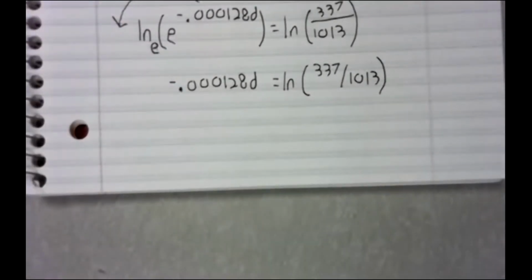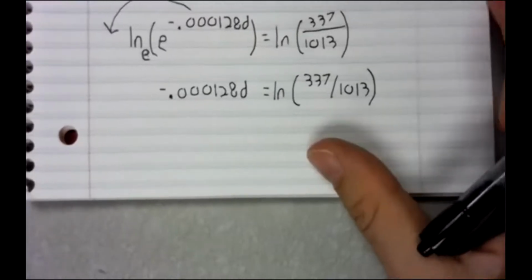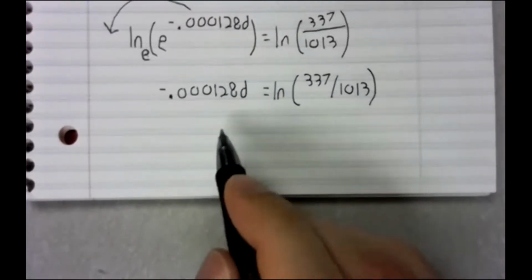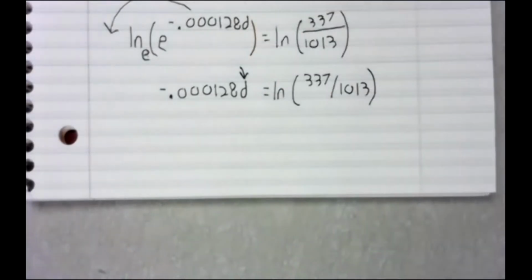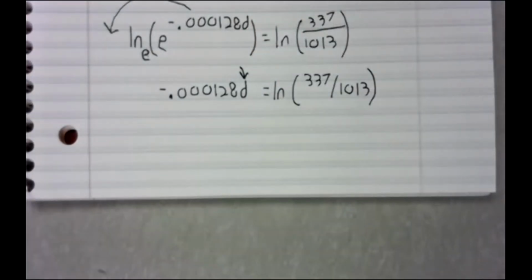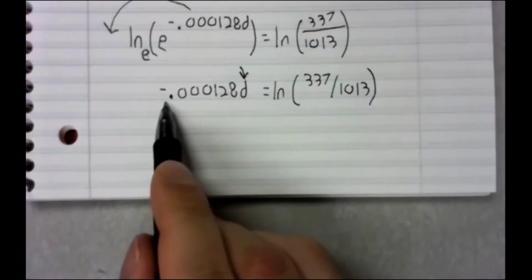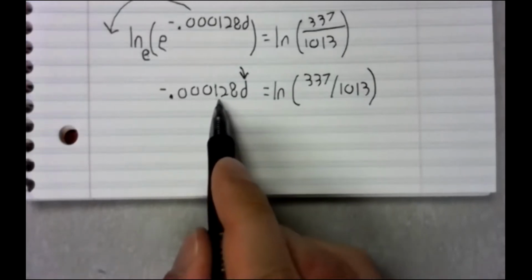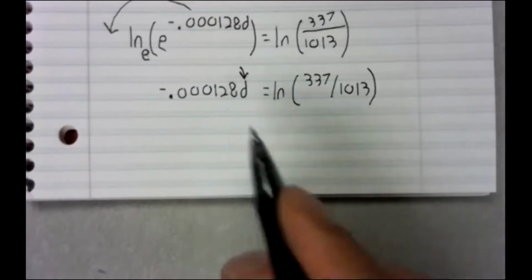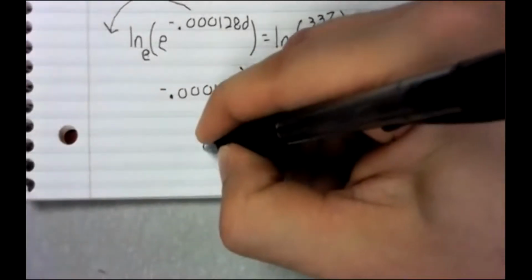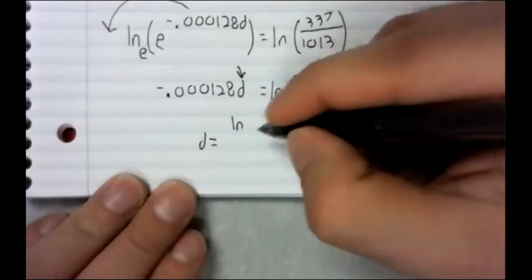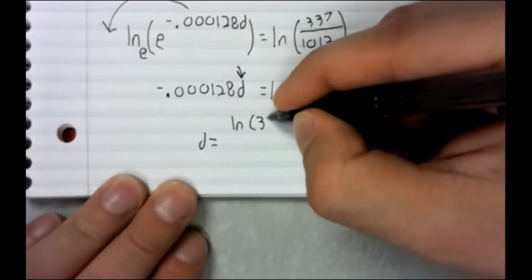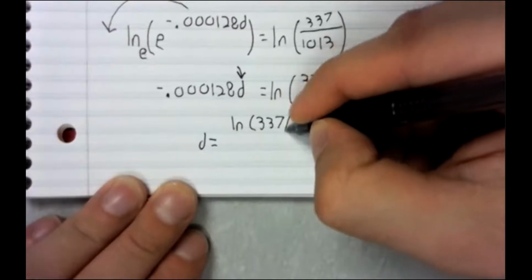But there is still a division that needs to be done. Here's a D, what we're trying to find. It's being multiplied by this number. We'll finish this problem out.